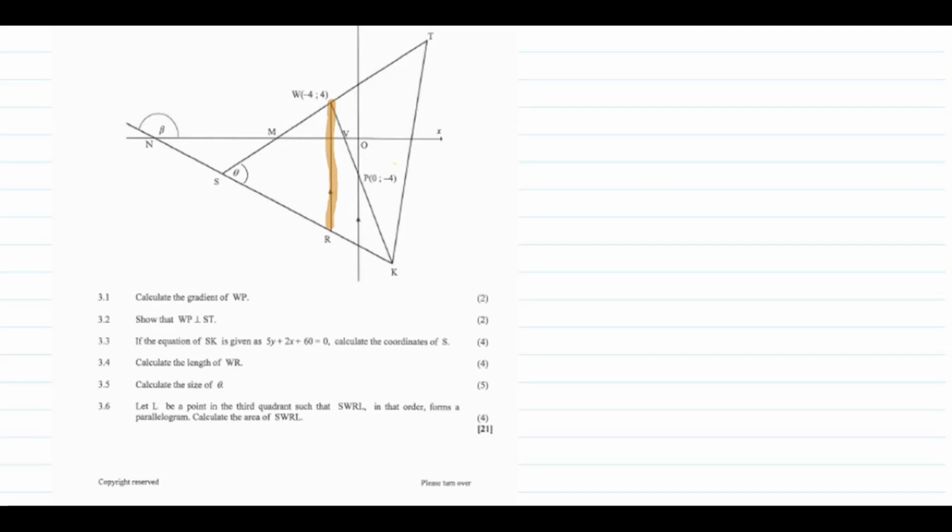And the second thing that we also know is that to be able to use the distance formula, we need 2 points, right? So we already have the point for W, but we've got a problem. We do not have the coordinates for R. So we need to get the coordinates of R so that we can substitute the coordinates of W and the coordinates of R into our distance formula to calculate the length of WR.